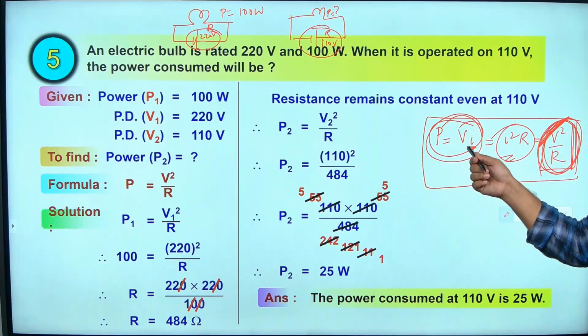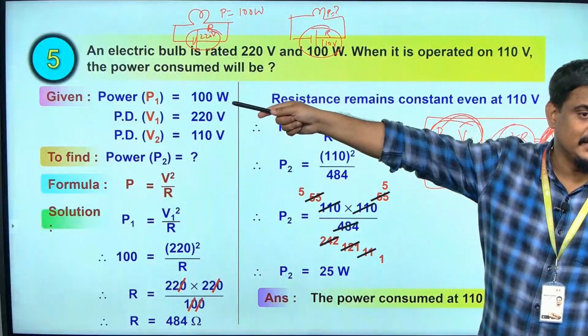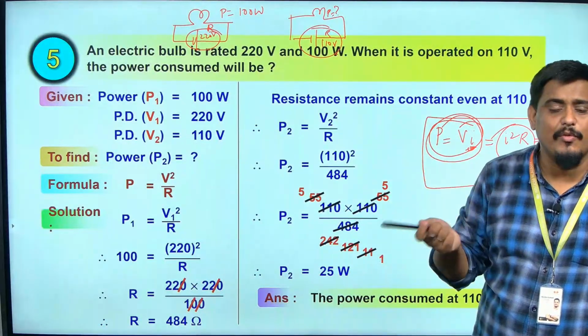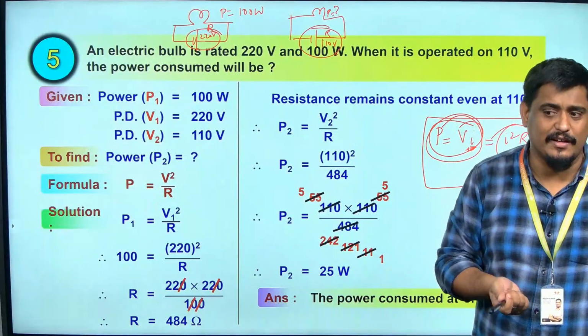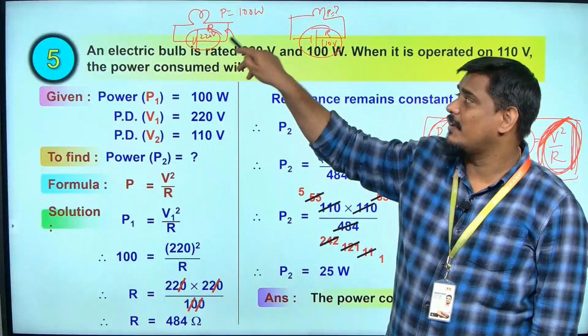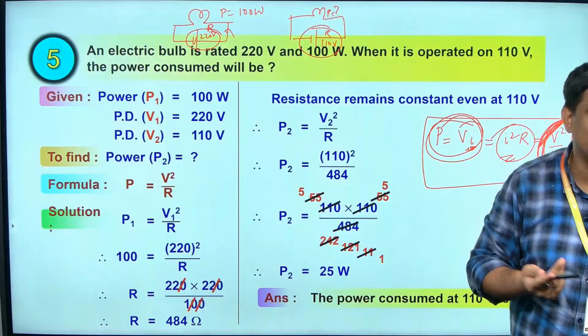Why current is not constant? Because in each case I am using a different battery. 220 volt battery, 110 volt battery will not give same current, it will give different current. So, how can I use that? How much current came here? Suppose current came here was 100 by 220. The same current will come here. How can we say like that? We should not say like that.